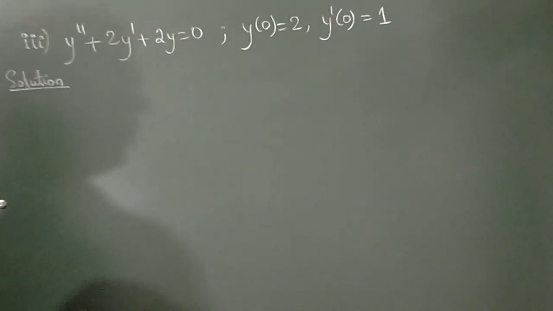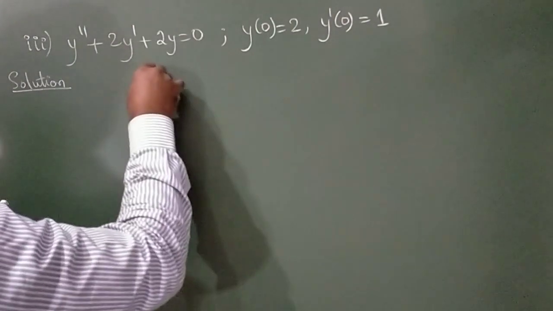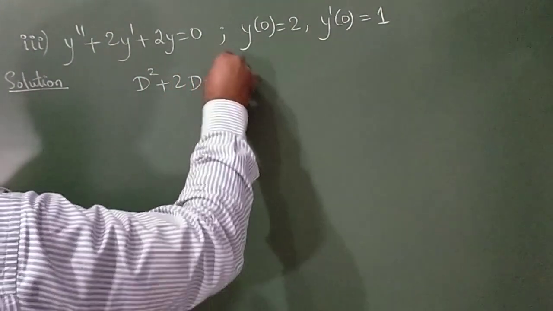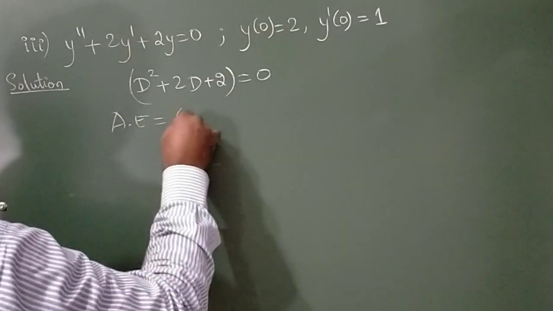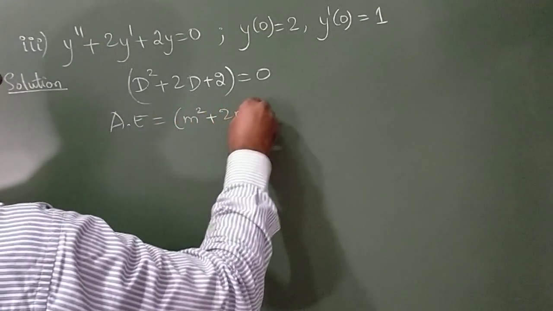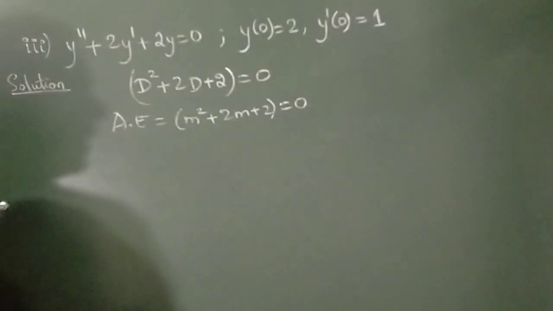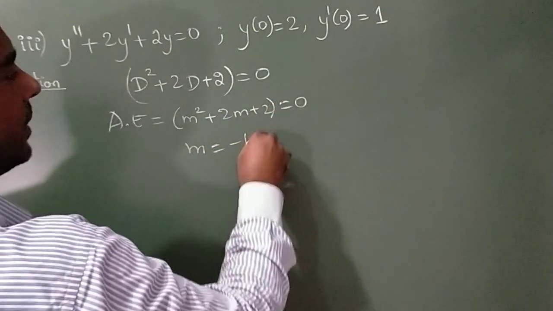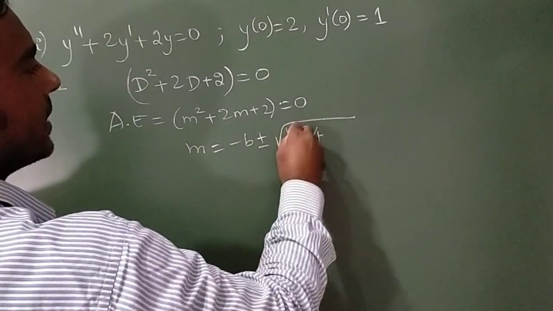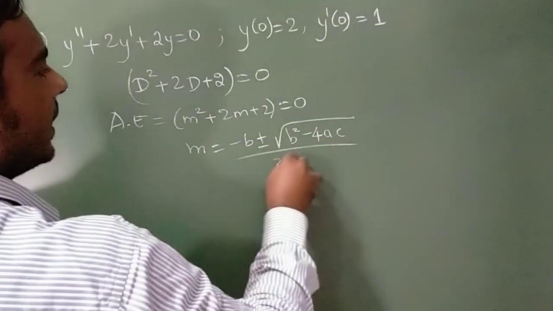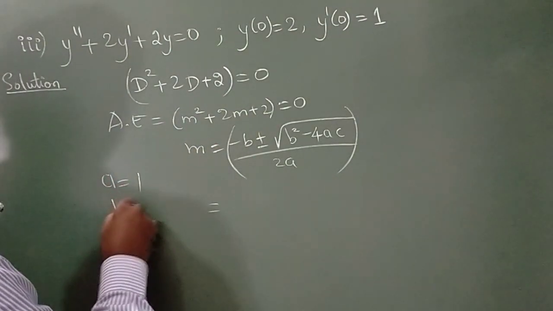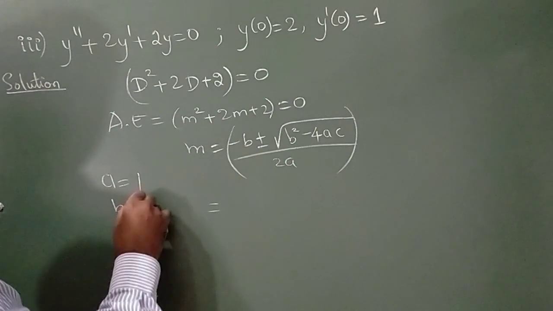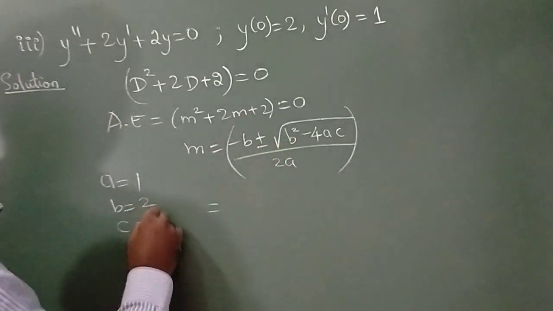Now third question, y double dash plus 2y dash plus 2y is equal to 0. This can be written as D square plus 2D plus 2 is equal to 0. So in the auxiliary equation form, this can be written as m square plus 2m plus 2. To find this, we need to use this formula, minus b plus or minus square root of b square minus 4ac divided by 2a. Okay, so here a value is 1, coefficient b value is 2 and c value is also 2.